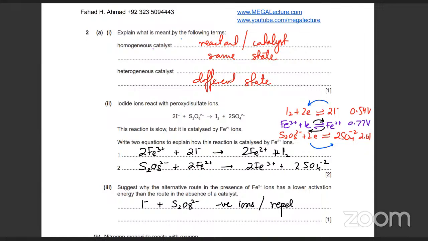So the iron ions as an intermediate, they were added. The iron ions would react with I minus 1, turn them into I2. The iron ions would also react with S2O8 and turn them into SO4 minus 2. So you got both of your products. And why was that reaction faster? Because now with the presence of iron ions, the two ions in the equation are oppositely charged.